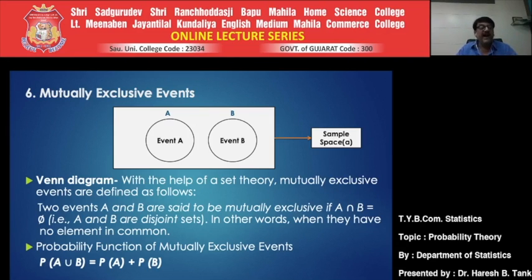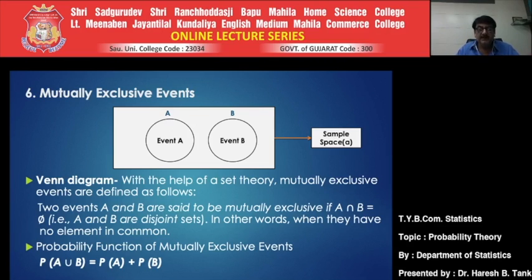Okay. Phi means no elements. This type of sets in a set theory format, this type of events are called disjoint sets. Don't worry about that, it's all fine. Our intention is to define mutually exclusive event, not the disjoint. In other words, when they have no element in common, they are called mutually exclusive events, where it is going to affect. It affects in an addition theorem.